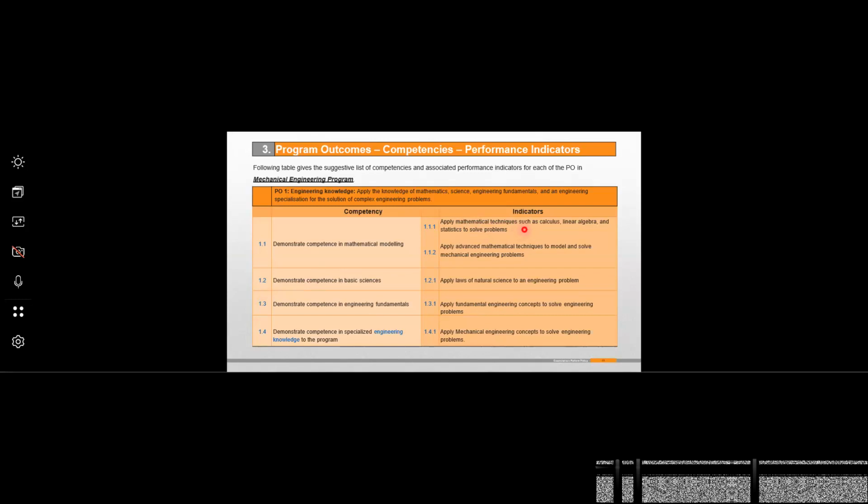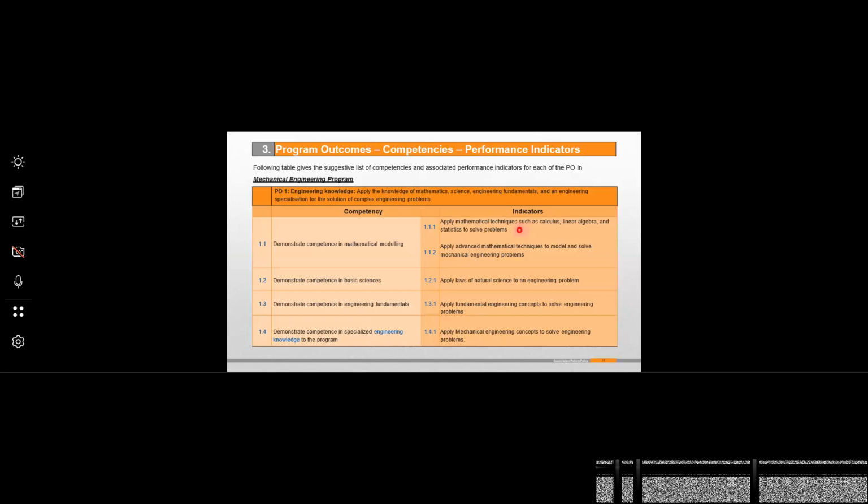Similarly, to achieve this competency, the student should apply advanced mathematical techniques to model and solve the mechanical engineering problems. Right? These are the indicators, and this is a competency. If the student is able to perform these indicators, achieve these indicators, we can achieve the competency which is related to the program outcome 1.